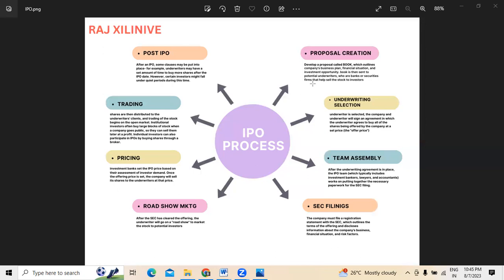Now, once that proposal document, which is called the book, is completed, it will be sent to the potential underwriters. So why underwriters are required? I explained this earlier also. Now here is a question: why does it have to be sent to the underwriters? What was the reason behind that?